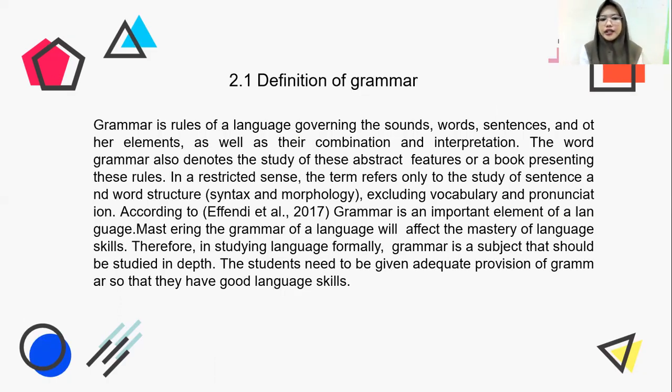2.1, definition of grammar. Grammar is rules of language governing the sounds, words, sentences, and other elements, as well as their combination and interpretation. The word grammar also denotes the study of these abstract features or a book presenting these rules. In a restricted sense, the term refers only to the study of sentence and word structure, syntax and morphology, excluding vocabulary and pronunciation.